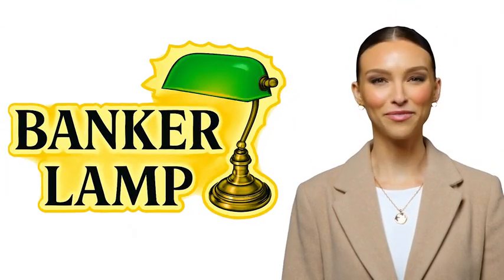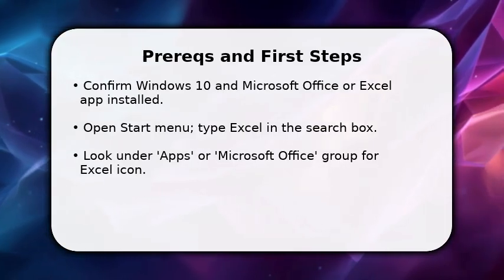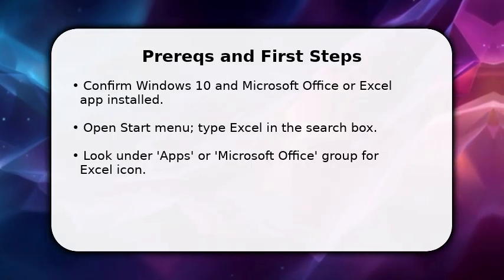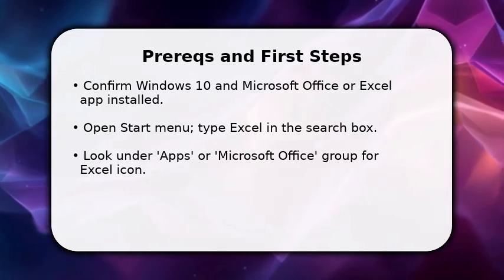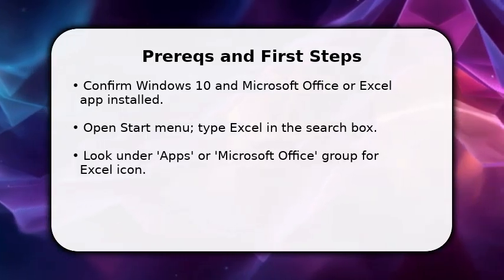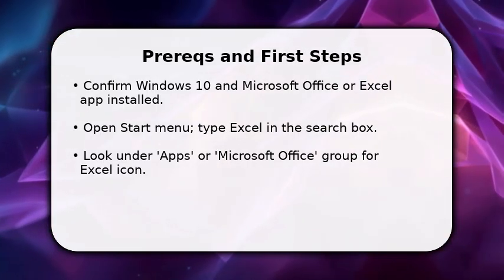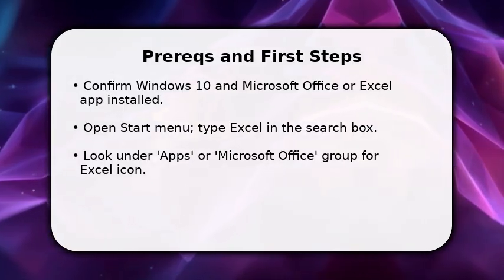Please enjoy the video. You need Windows 10 and Excel installed. Once that's confirmed, begin by opening the Start menu and typing Excel in the search field. You do this because Search queries the Start index and returns shortcuts instantly, saving time versus digging through folders. If Excel appears under Apps, right-click to Open or Pin. If it doesn't, proceed to check the Microsoft Store or Program Files.